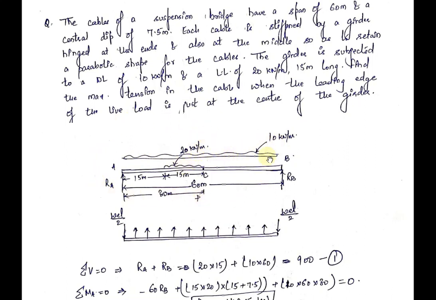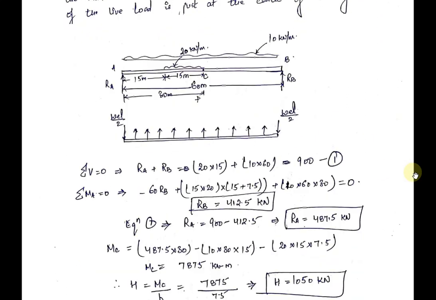Now for this type of arrangement we have to find out the maximum tension in the cable. In order to find out the maximum tension in the cable we must first know the value of H and VA or VB. After finding out the value of H and VA we can find out the value of Tmax. So first of all, just like we proceeded in the previous numerical, in this also we will proceed in the same way.